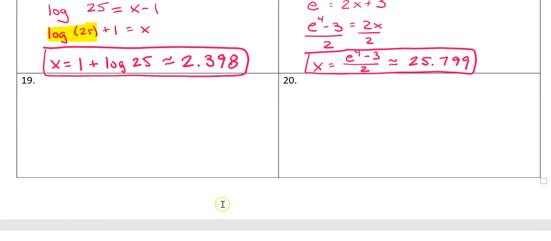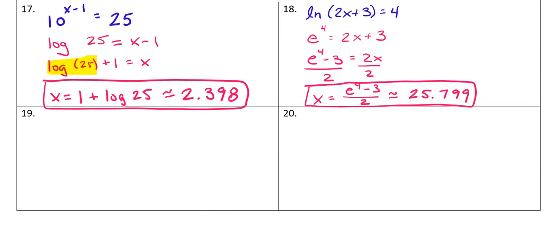Okay, so I'm going to give you guys two problems to try. I'm going to give you 19 and 20. Number 19 is log of 3x minus 2 equals 2. And number 20 is e to the x plus 2 equals 8. So when you are ready to check these two problems, turn the video back on. Go ahead and pause it now.